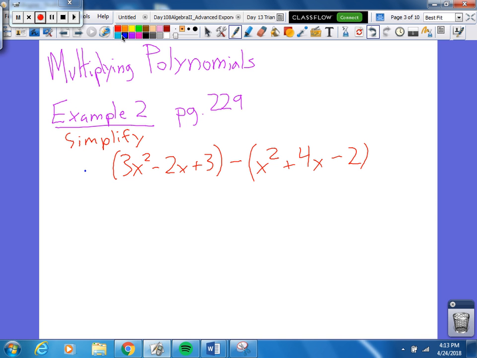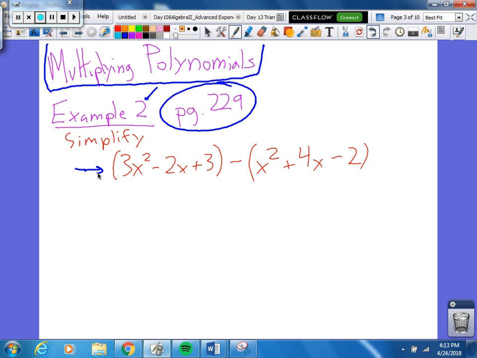Okay, we are multiplying polynomials. We are also looking in our textbook, page 229. We're going to start on example 2. Write this down in your notebook. You should have your textbook out and your notebook, and be watching the video. A lot of things going on at once, but it's just like in college, you have to be able to manage everything. So, 3x squared minus 2x plus 3.